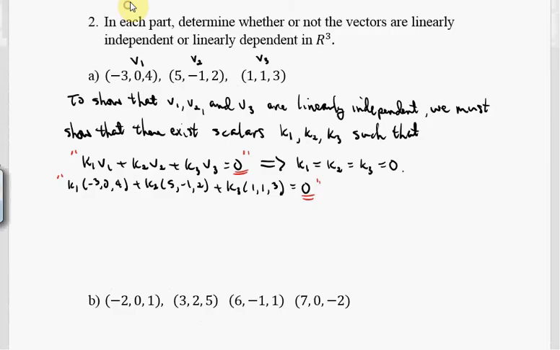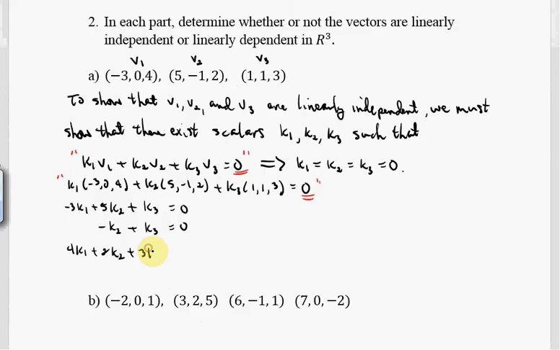All right. I'm going to show you what happens, and you'll see how these vectors want to stand up all by themselves. If you write this out, this is negative 3 times k sub 1 plus 5 times k sub 2, I'm just going right across, plus 1 times k sub 3 is equal to 0. The next row: 0 times k sub 1 minus 1 times k sub 2, or minus k sub 2, plus k sub 3 is equal to 0. This is now 4 times k sub 1 plus 2 times k sub 2 plus 3 times k sub 3 is equal to 0.